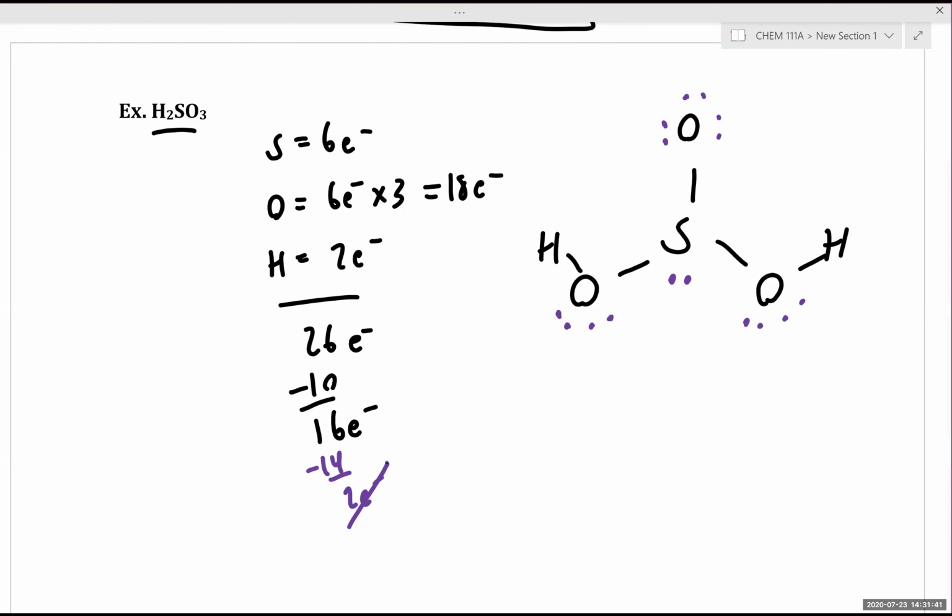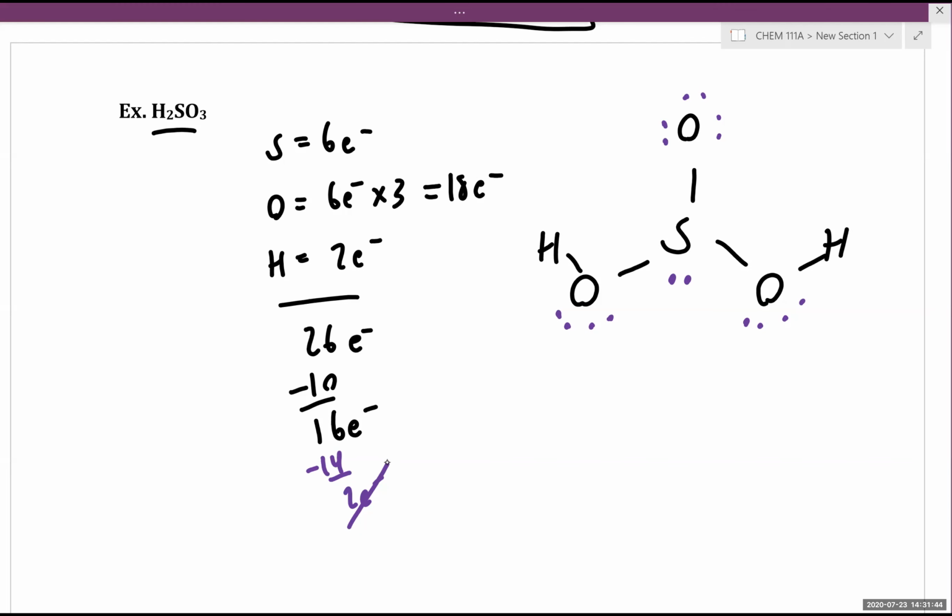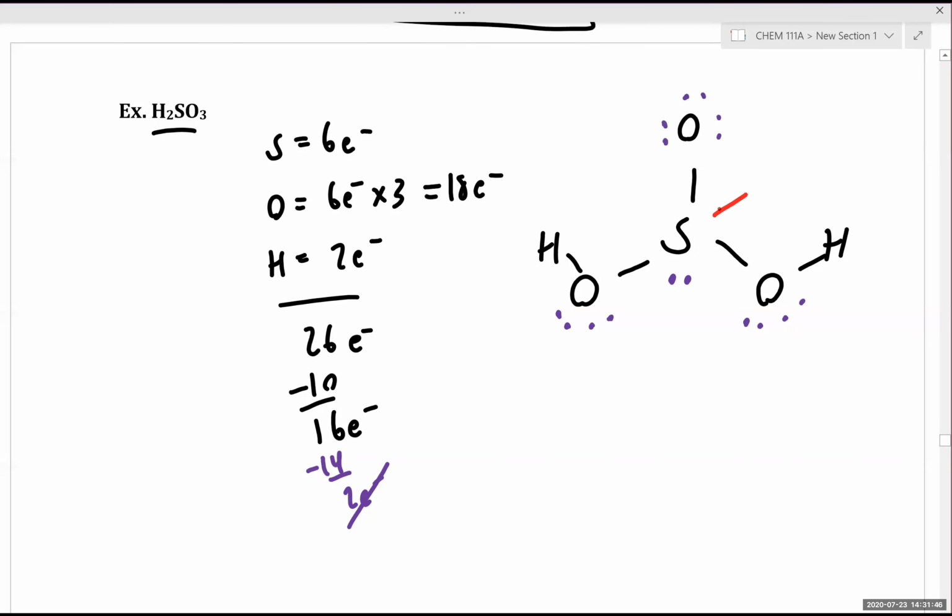Perfect. Now, my question to all of you is, looking at formal charges, the charge on this sulfur is 6 minus 3 minus 2, which is plus 1. The formal charge on this oxygen is minus 1.